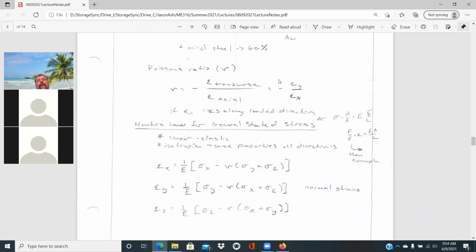Poisson's ratio is another material property that is extremely important. Again, when you're dealing with multi-axial loading, or just to learn what the transverse strain is.